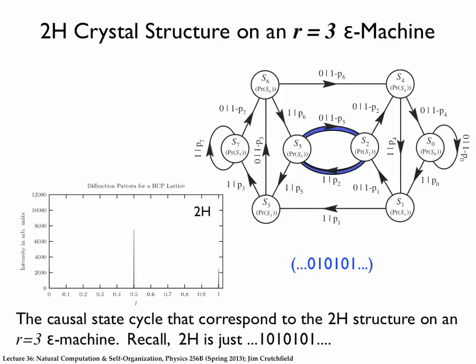And so when I see things on an epsilon machine that oscillate between 2 causal states that are emitting a 0 and then a 1 alternately, and it's the only place it happens on this epsilon machine is here, then this is what we would traditionally think of as 2H structure. So there's this nice idea we can think of. We can think of diffraction patterns. We know what they look like, and then we know what they look like on an epsilon machine. So now, instead of the stacking that I showed you earlier, we want to start thinking about crystal structures as these cycles on an epsilon machine.